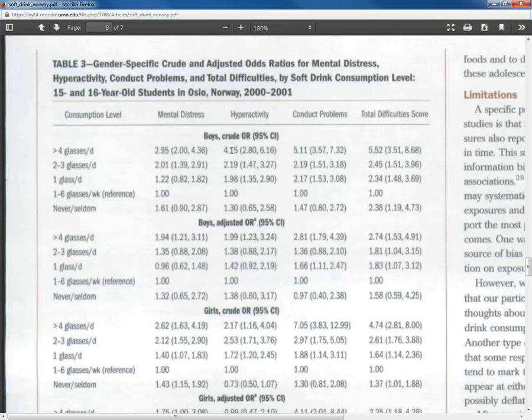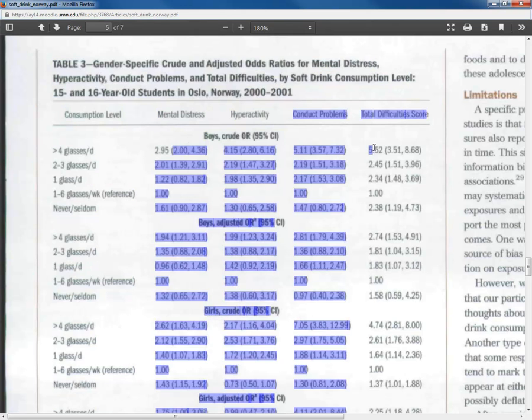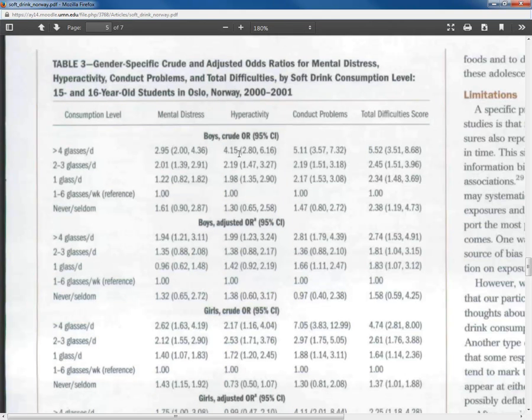If you look at hyperactivity, it's over 4 times more likely for high consumption levels rather than 1 to 6 glasses a week. Confidence interval all entirely above 1. Same with conduct problems, total difficulties. So you can see the high levels of soft drink consumption have clearly higher levels of trouble than the reference group, 1 to 6 glasses a week.